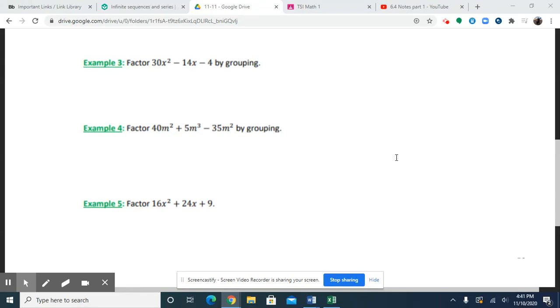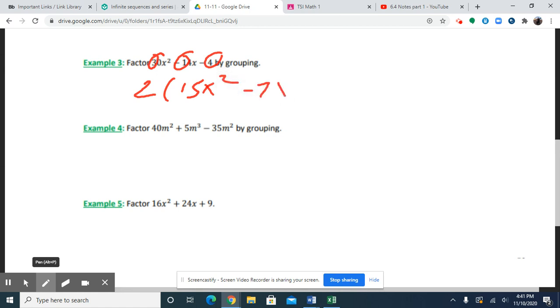All right, so with example 3, we can actually factor out a 2 from 30, 14, and 4, which makes things a little bit simpler from the beginning. So 15x squared minus 7x minus 2. Now we're going to multiply 15 and 2, that should be a negative 30. So we're looking for factors of negative 30 that will add up to a negative 7.